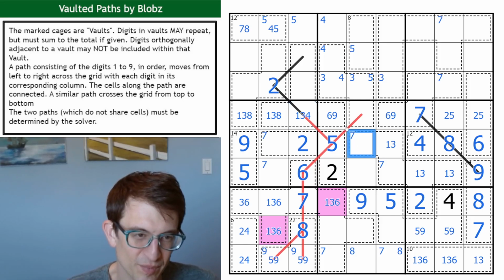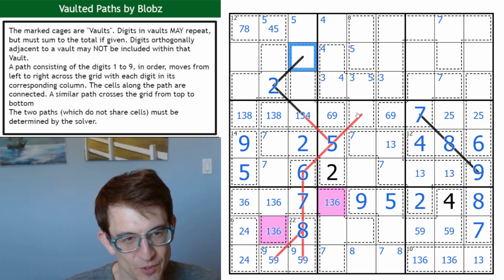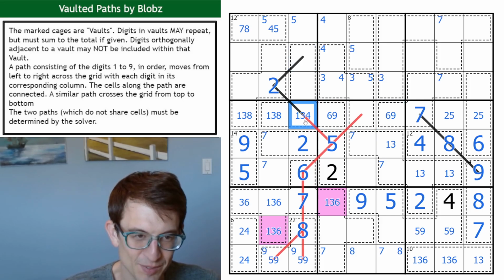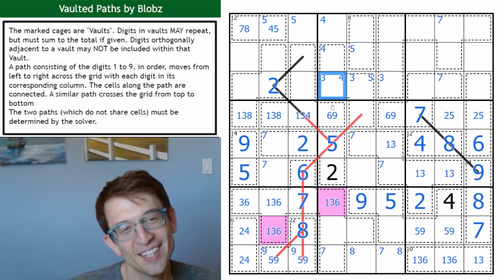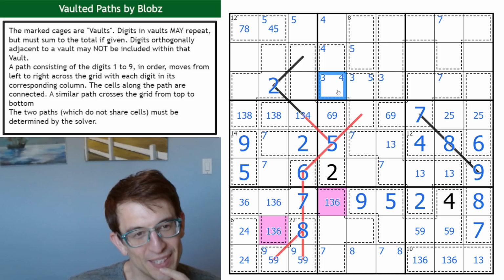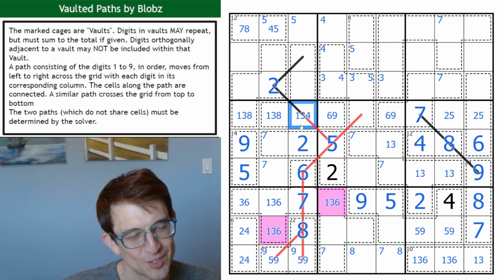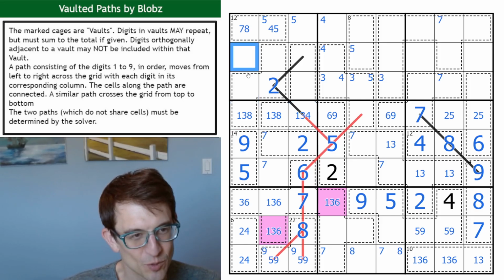Is there any way, could this be 1? We get 3 and 4 here like this. Yeah, we could do that. And if this is either 3 or 4, well, this is 2, 3, 4 would have to go up here. It's 5, 4, 3 would have to go here, which is weird, but true. If this is 3 or 4, the other one goes here. It's a weird deduction, but I like it.